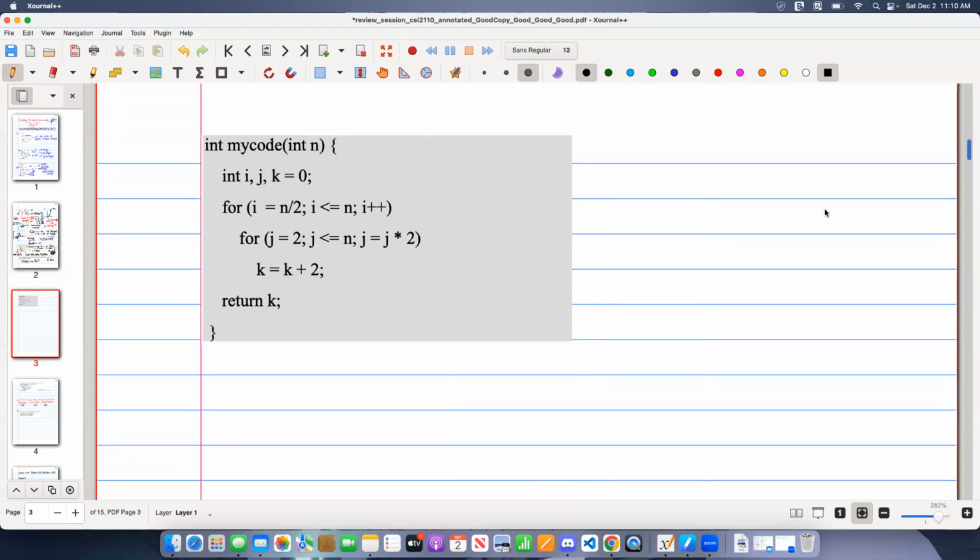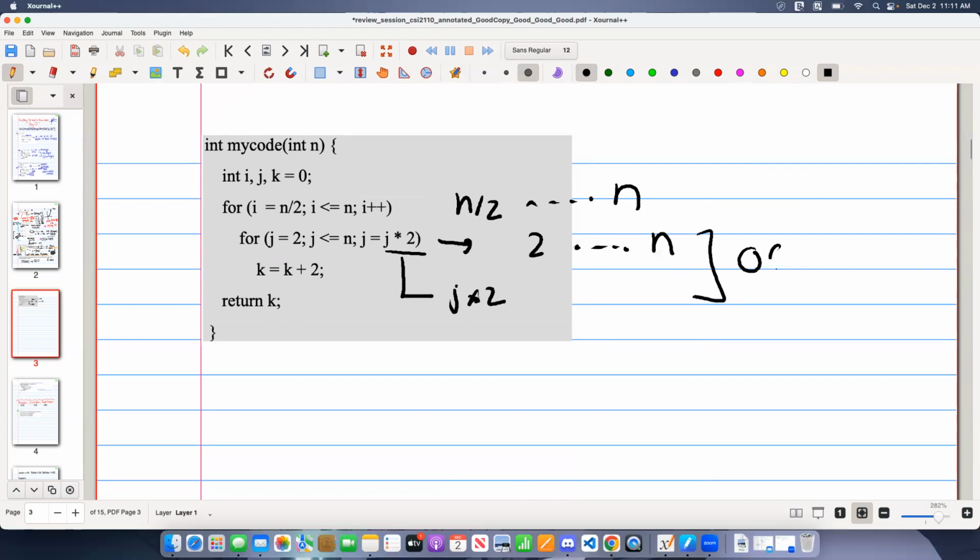Okay, I think this is one of the last, oh no, there's 2 more code things that we go through. This is the same thing that we covered before. We have i equal to n divided by 2, and we're going all the way to n. Perfect. Now we have a second for loop. This has j. j starts at 2, and we're going all the way to n, but it's j times 2. Whenever you see this, you know that this inner loop is O of log n.